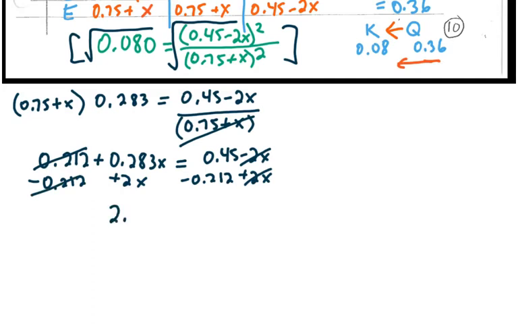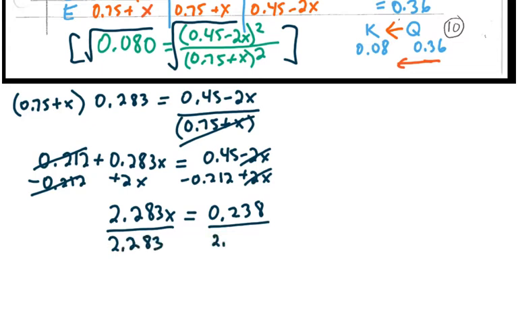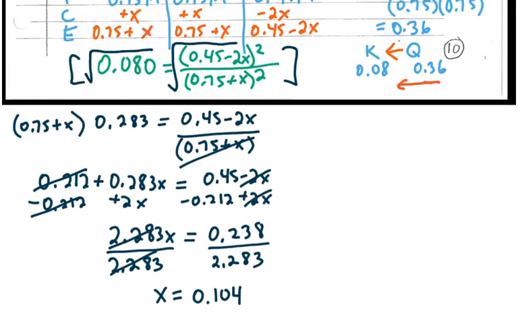So I get 2.283x equals 0.238. Last step is to divide both sides by 2.283. That'll cancel that out, and I get x equals 0.104. All right, remember, when you solve for x, you haven't finished the problem yet.